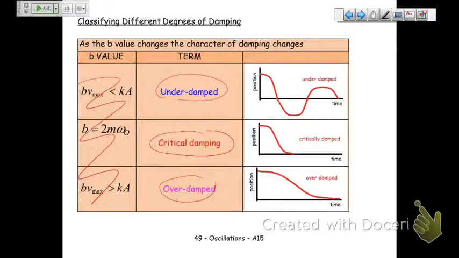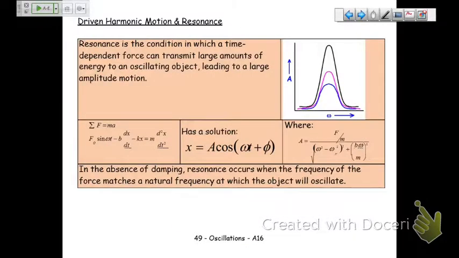So I'd like you to be able to draw these graphs, name these graphs, and kind of just talk about them. This is what goes on. Engineers love critical damping. If you're damping and you want to get to the equilibrium position as quickly as possible, go for critical damping. And then the next little bit is driven harmonic motion and resonance.